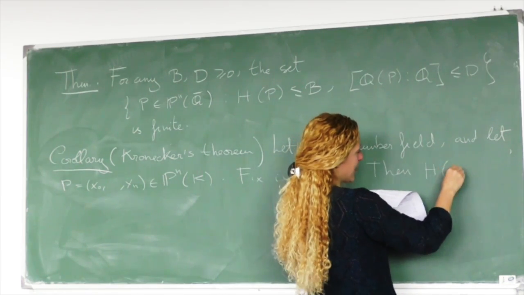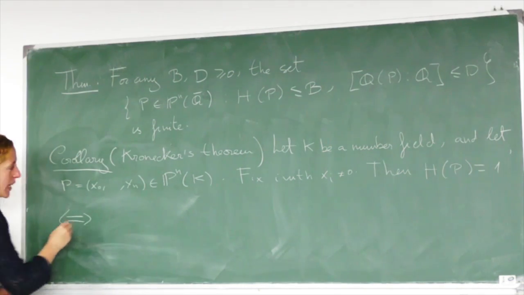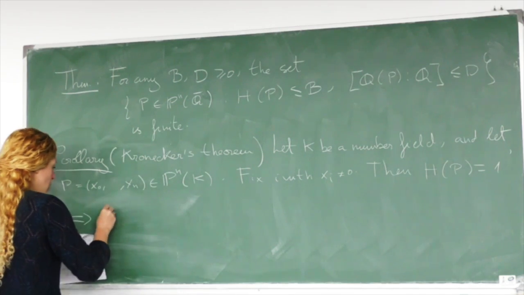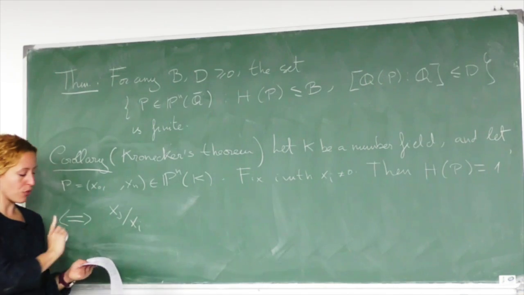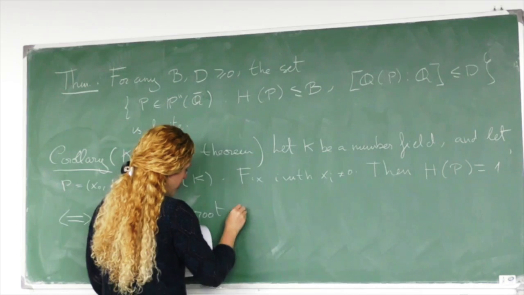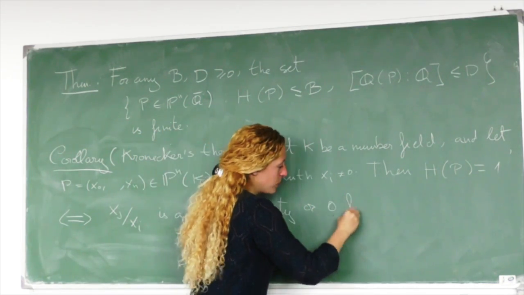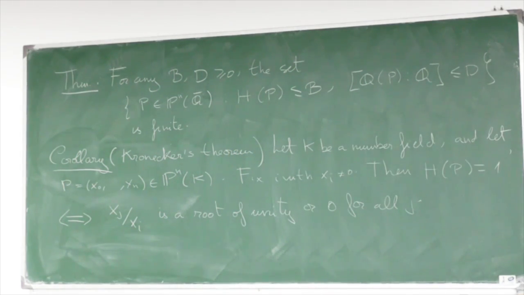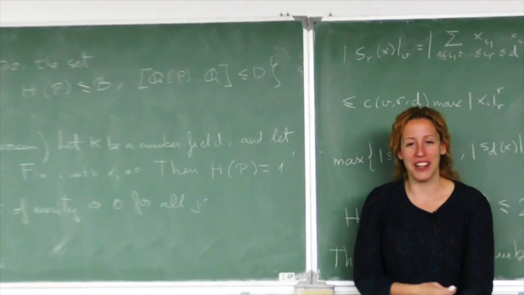Then we have that the height of P is equal to 1 if and only if, so this is a characterization of the points with height equal to 1, all those quotients, which are well defined because I asked this coordinate to be different from 0, each of these quotients is a root of unity or 0, for all j. So maybe you don't see directly why this is a consequence of the theorem, but I'm going to add a 2 lines proof and we'll see it.